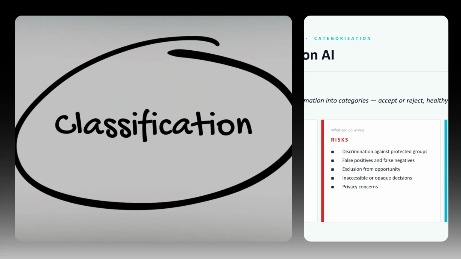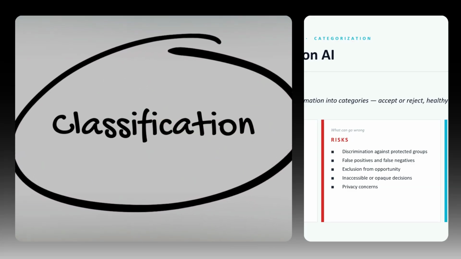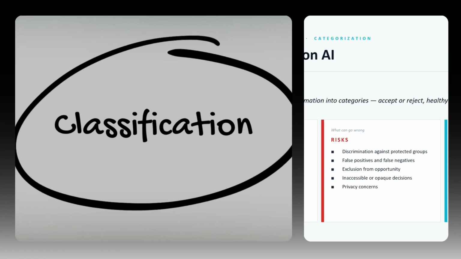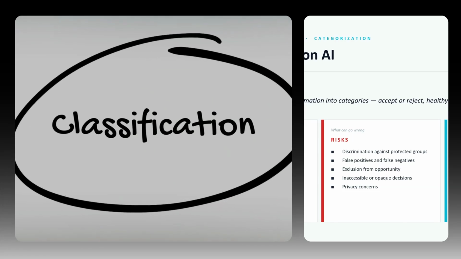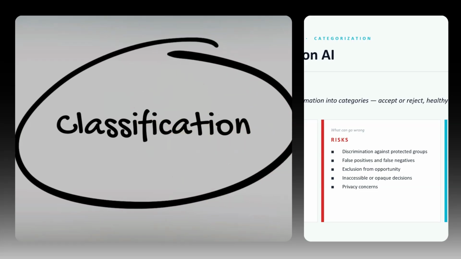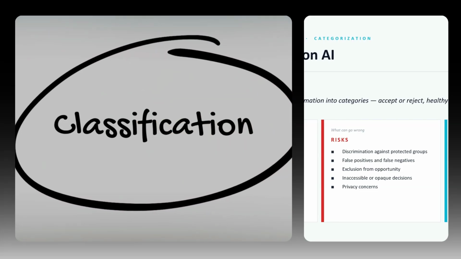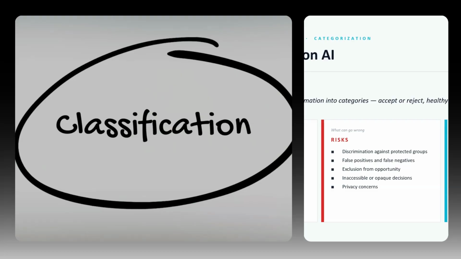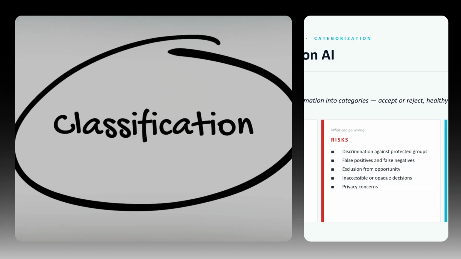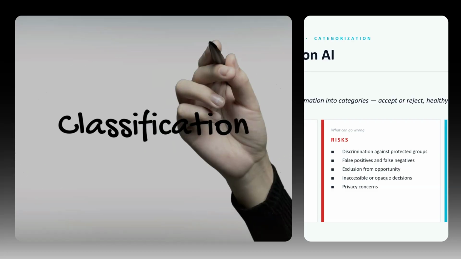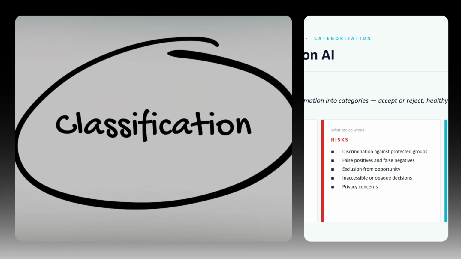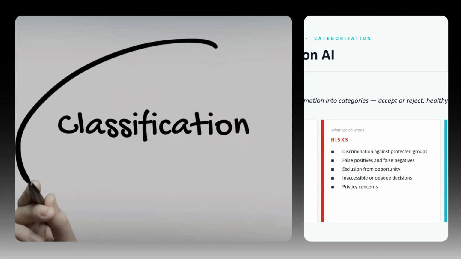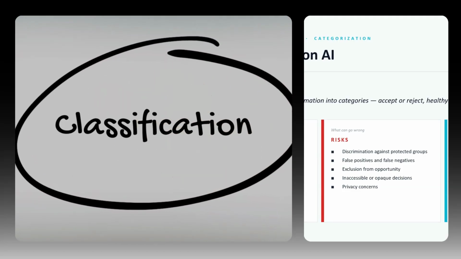Discrimination, first and foremost. If the resume screener was trained on past hires and your past hires were skewed, it will quietly perpetuate that. False positives matter. A fraud classifier that locks the wrong person out of their bank account ruins their day and maybe even their vacation. False negatives matter even more. A radiology tool that misses a tumor can be a tragedy. And anytime you're classifying people, you're touching privacy.